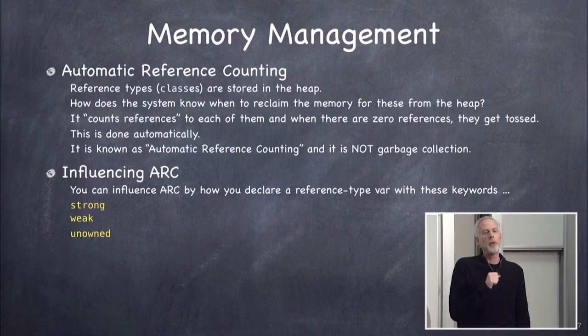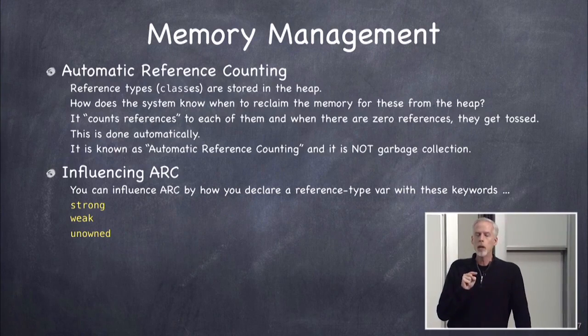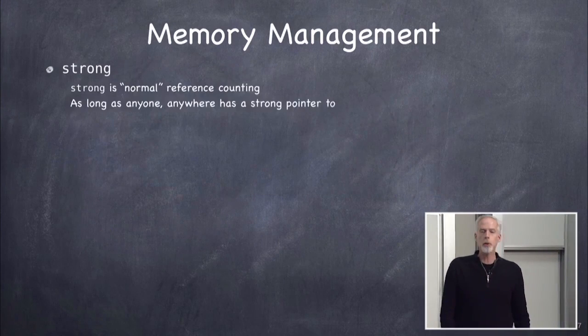And I actually told you I was going to tell you about these back in the very first lecture. You remember when we made the outlet for display? It was weak. Remember that? That's this weak right here. Okay? So there's strong, weak, and unowned. So let's talk about each of those.